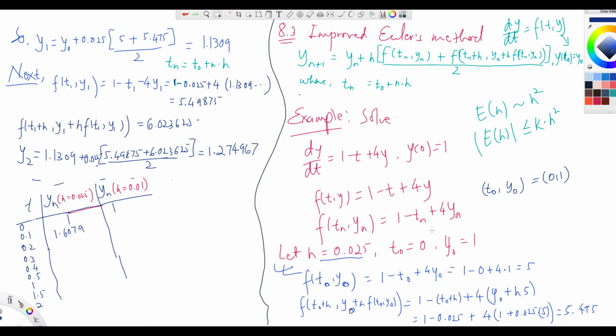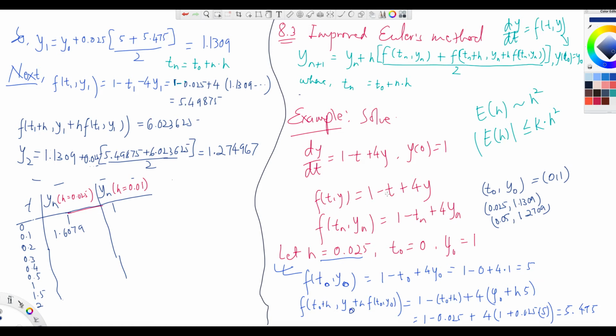Because your h is 0.025, another one will be 0.025, and then what is the value of y1? 1.1309. This is basically the second point. And then similarly you find out the third point, 0.05 comma 1.2709, because this is the point when t is one step further away from that, right? Because h is 0.025, this is t0, t0 plus h, t0 plus 2h, t0 plus 3h, and so on, right?